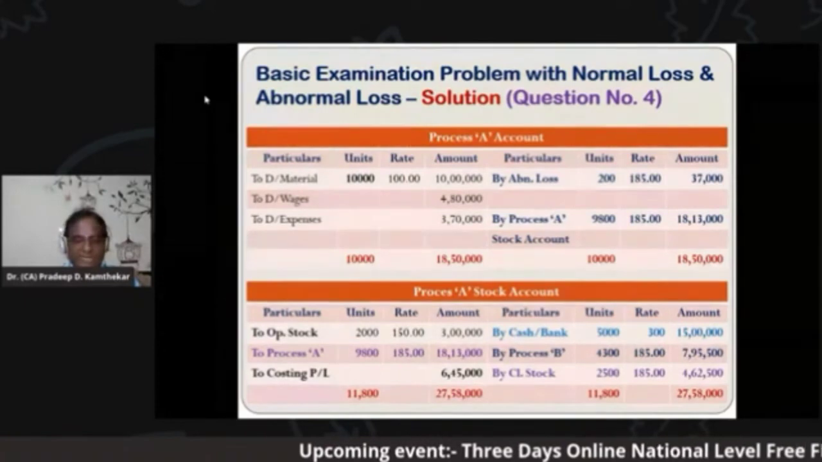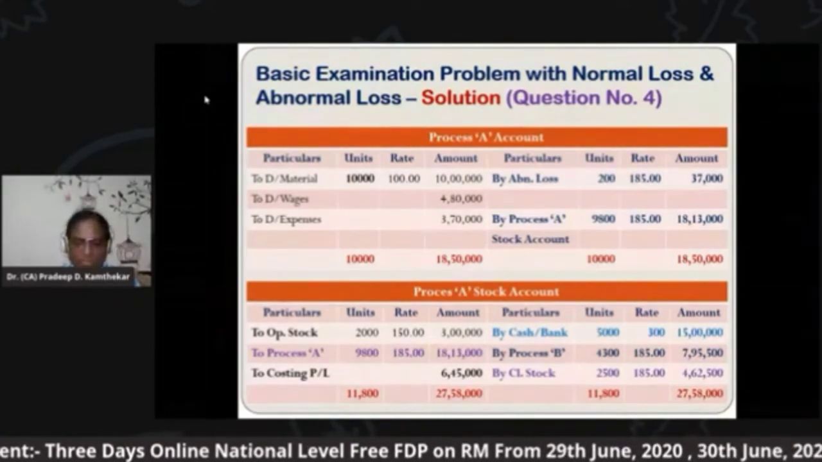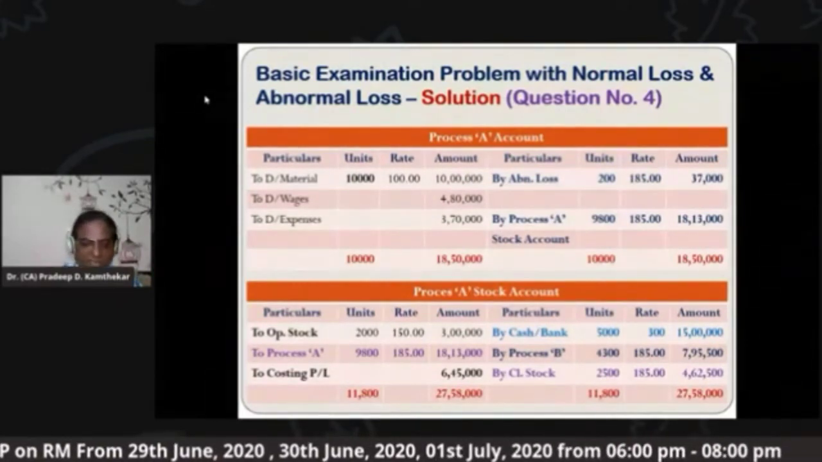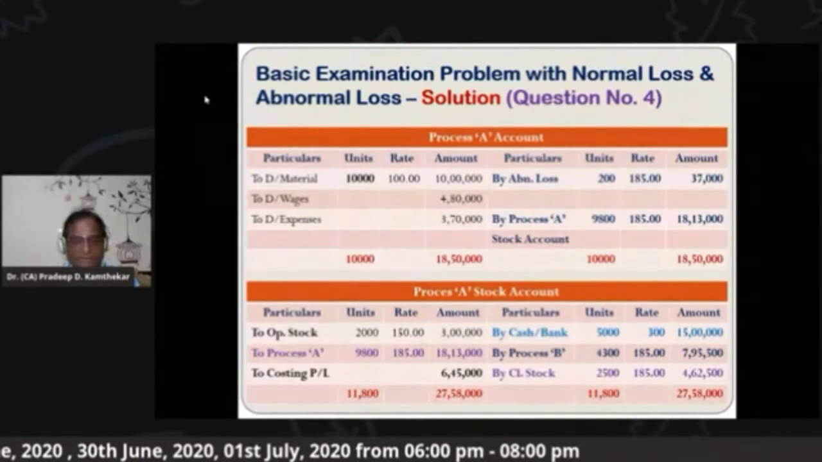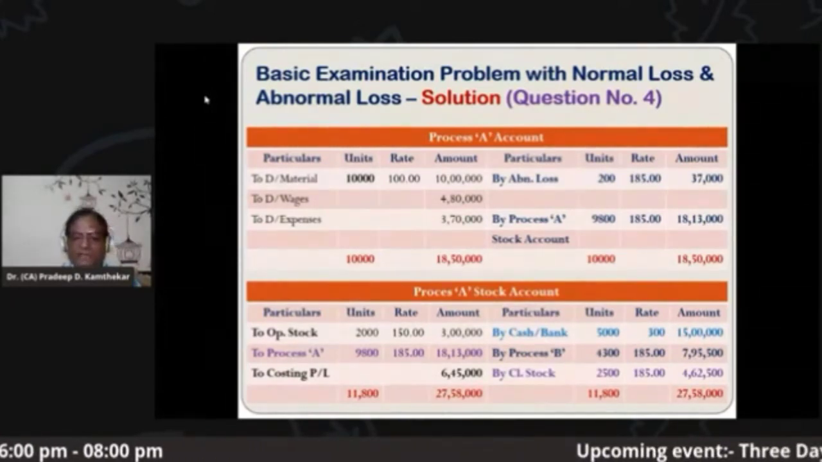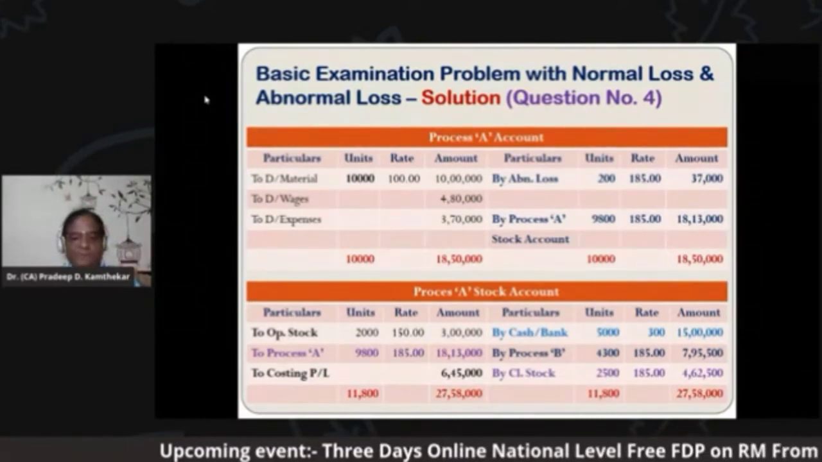And at which rate will this be? At the current year's cost per unit, that is 185. So 4,300 into 185, we write 7,95,500. And the difference on the debit side, we get 6,45,000, is the profit on 5,000 units sold at the rate of 300. Similarly, we have process B and process B stock account.